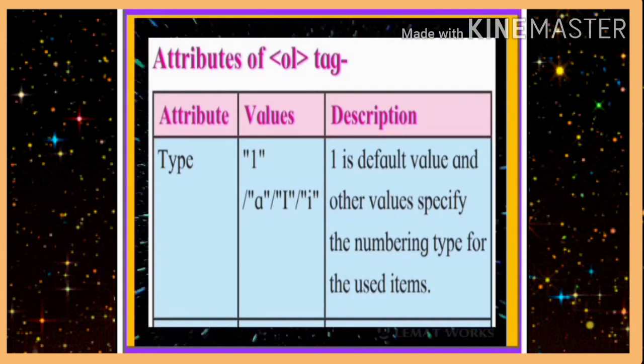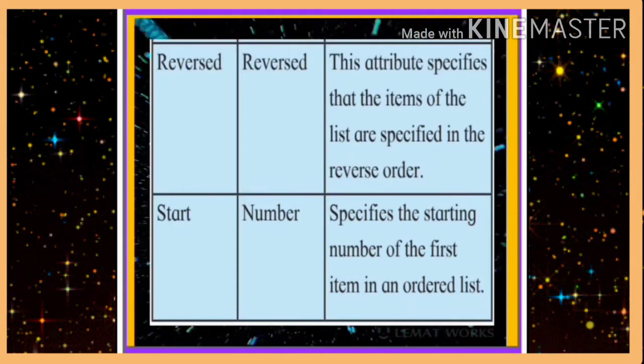First attribute is type. The type attribute has values like 1, small a, capital A, capital I and small i, where small i and capital I denote the Roman numbers. 1 is the default value and other values specify the numbering type for the list items. Second attribute is reversed and it takes the value reversed. This attribute specifies that the items of the list are in reverse order.